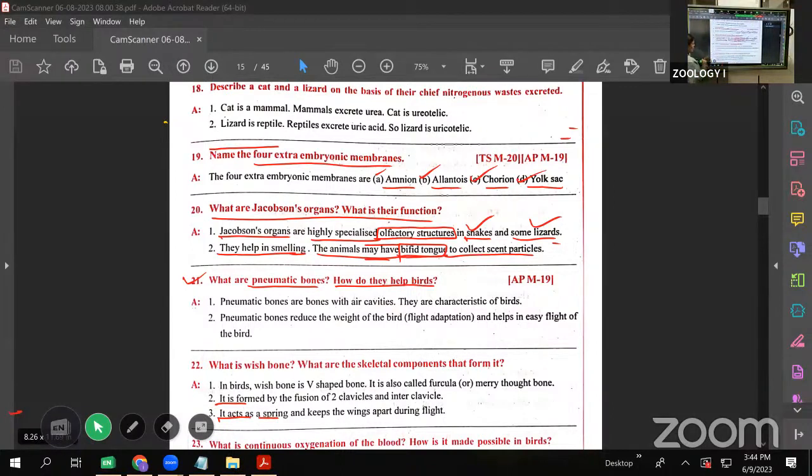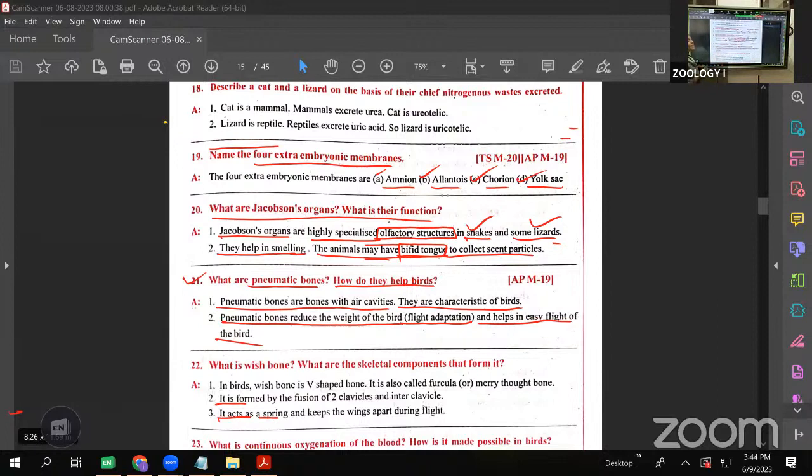See this one, pneumatic bones. Pneumatic bones have air cavities instead of bone marrow. They are characteristic of birds, and the pneumatic bones reduce the weight of the bird. The hollow is inside the bone, and automatically the air cavities are there, so the weight decreases. That's why birds can fly easily in the air. This is a flight adaptation that helps easy flight. For flight, the pneumatic bones are useful.